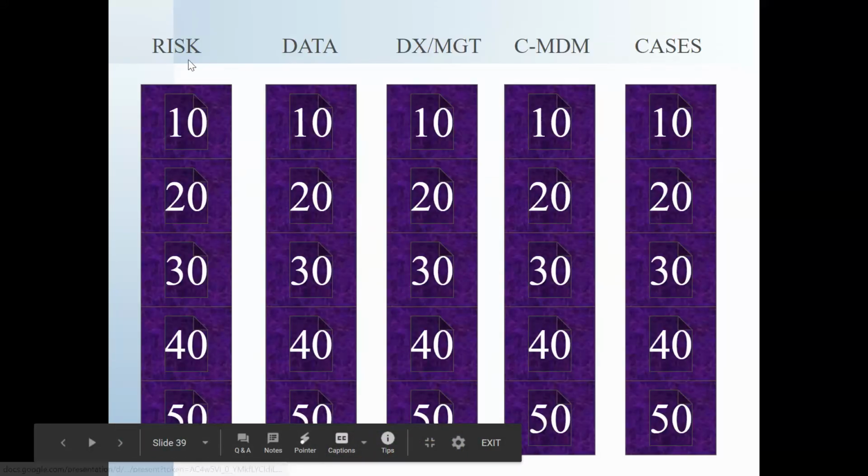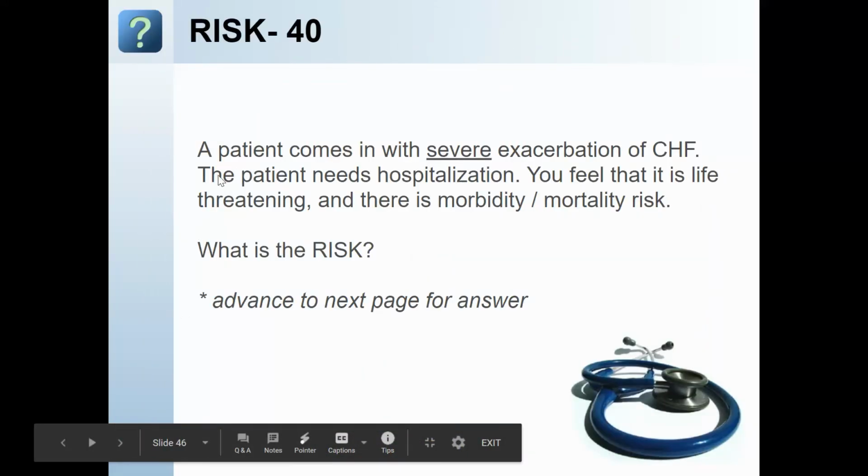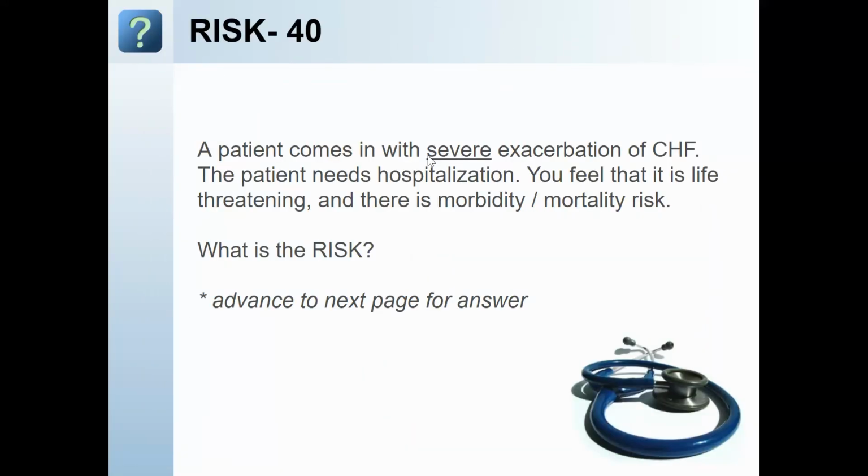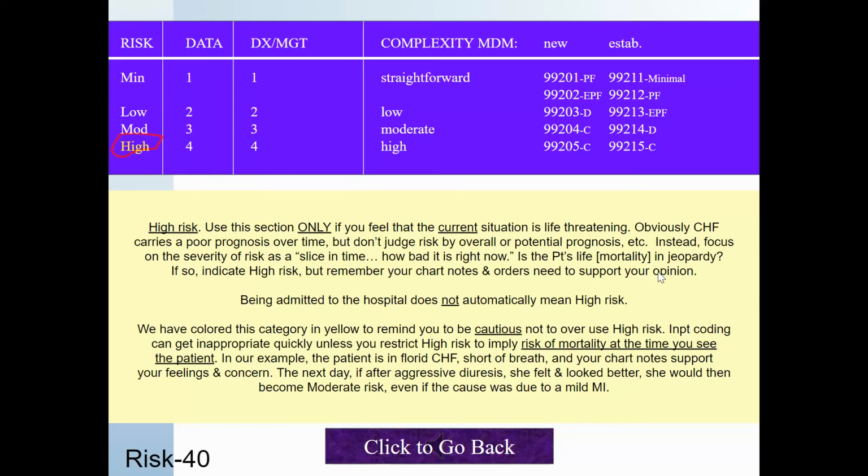Okay, so we're going to go back to risk for 40. A patient now comes in with a severe exacerbation of CHF. The patient needs hospitalization, and you feel that it is life-threatening. And there may be a risk for morbidity or mortality. What is the level of risk here? In this example, risk is now high.